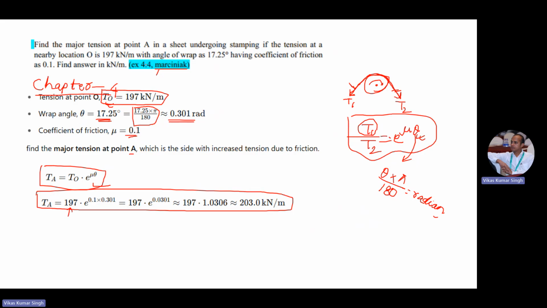This 197 we are getting from here. It is given, and friction is given, and we have calculated theta in radians, which is also given. So if you put all these values, the approximate answer will come to 203.0 kilonewton per meter. This was a very simple question, and I hope this is clear. There is no doubt about this, as you have already solved this type of question in mechanics. So coming to the next problem.